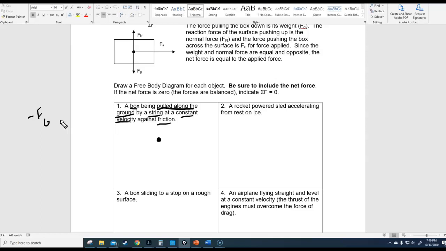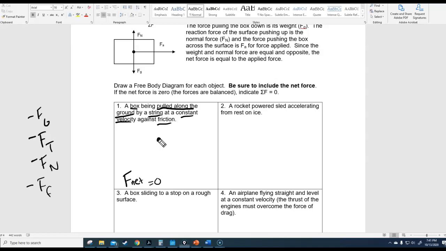Okay, so let's think about this. Is there a rope or a string? Yes, that means there is a force of tension. Is there a surface? Well, it's pulled along the ground, so yes, there is a surface. Is there friction? Yes, because it says there's friction in the problem. Alright, so I go to draw my FBD, keeping in mind that if it's being pulled at a constant velocity, that automatically tells you that the net force is equal to 0 because of Newton's first law. Remember, an object in motion remains in motion unless acted upon by a net force. So if it's moving at a constant velocity, that means the net force on the object is 0.